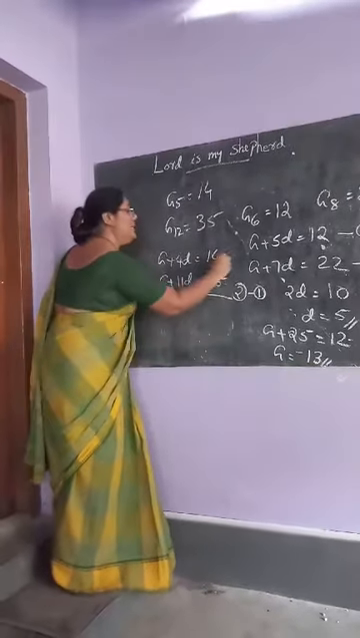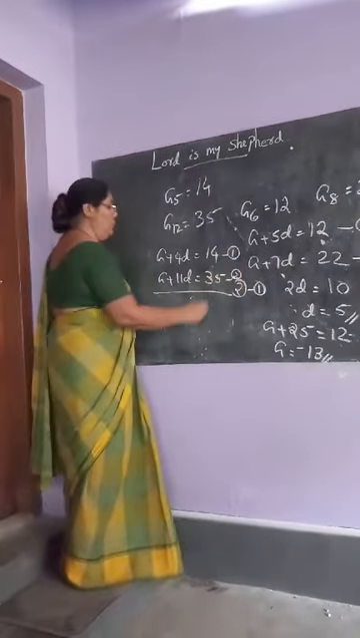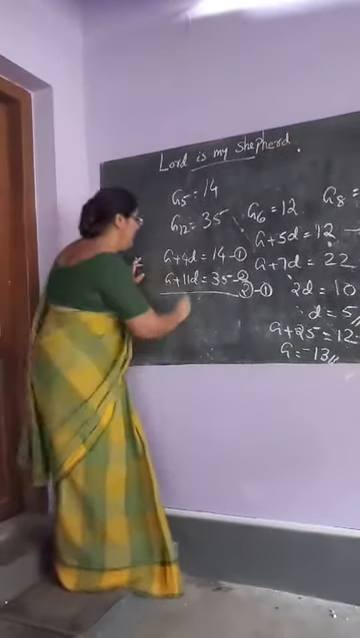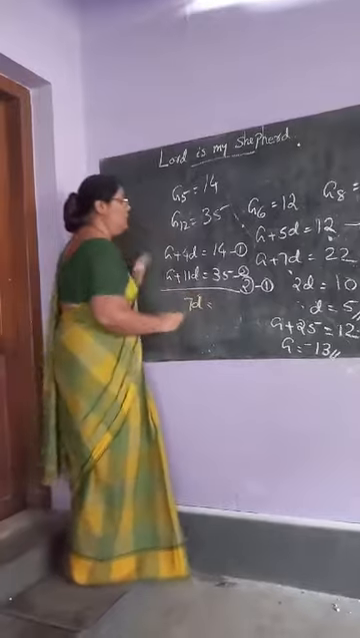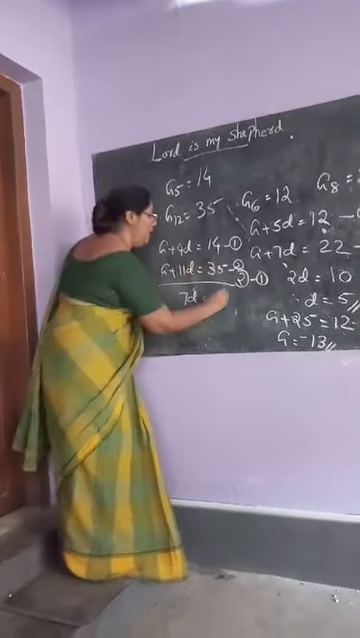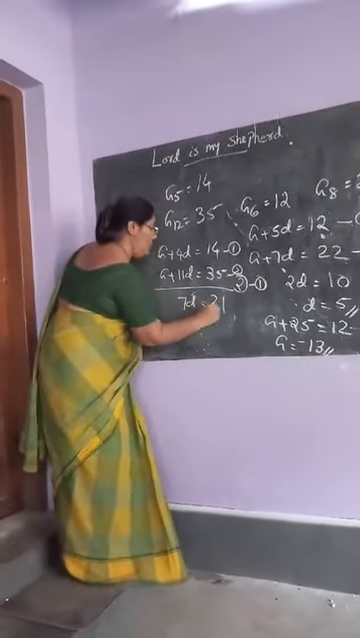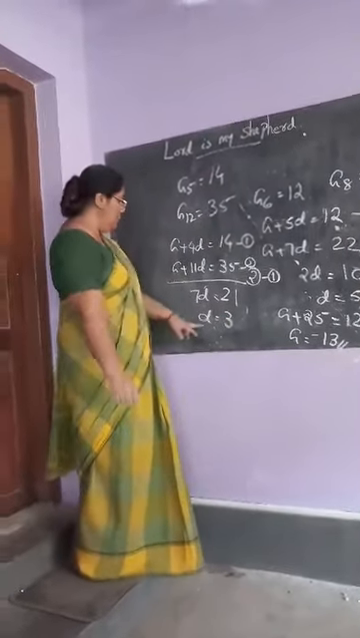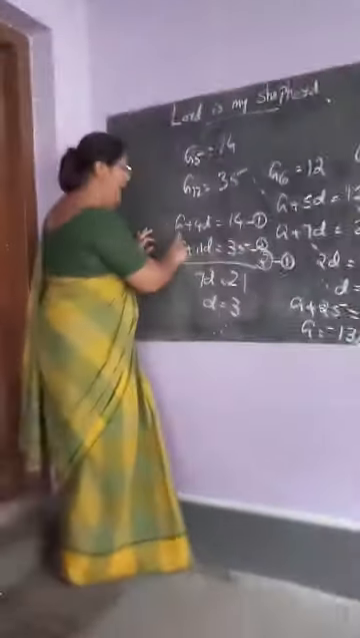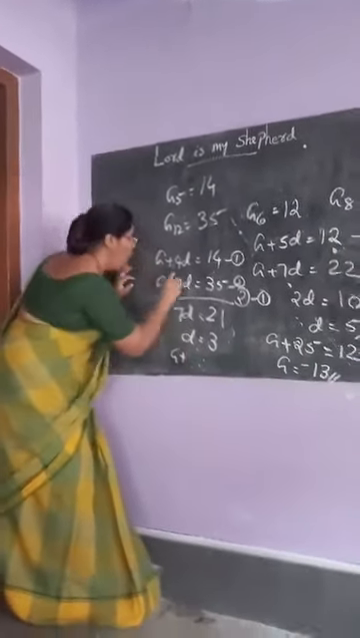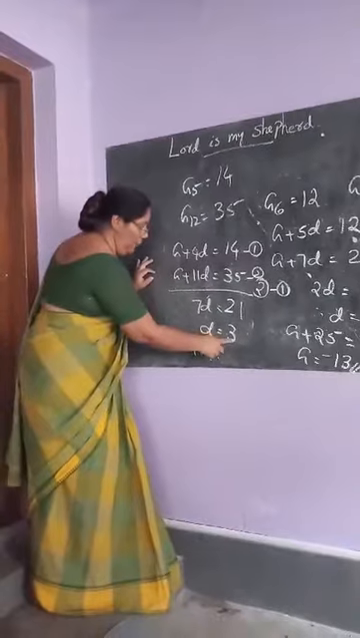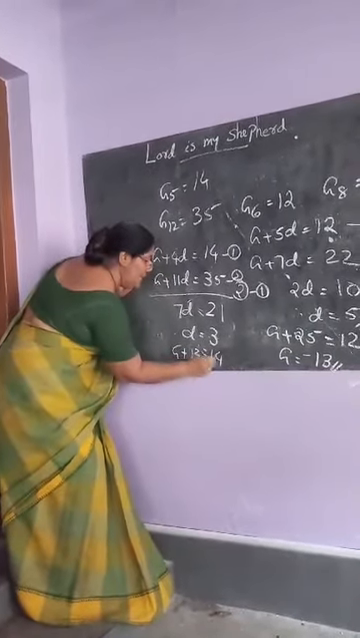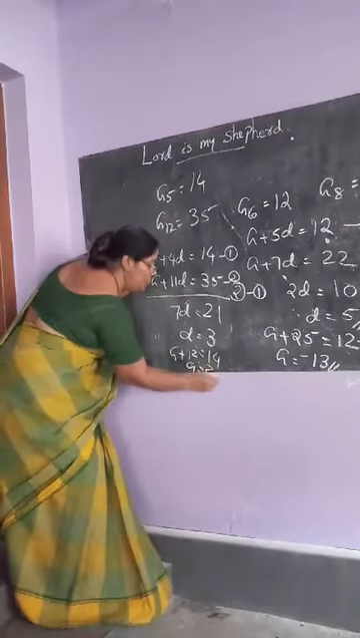Now, same procedure. Equation 2 minus equation 1. 11D minus 4D, that is 7D, is equal to 35 minus 14. Therefore, D is equal to 3. Now we substitute in the first equation, A plus 4 into 3, 12, is equal to 14. From that, A is equal to 14 minus 12, which is 2.